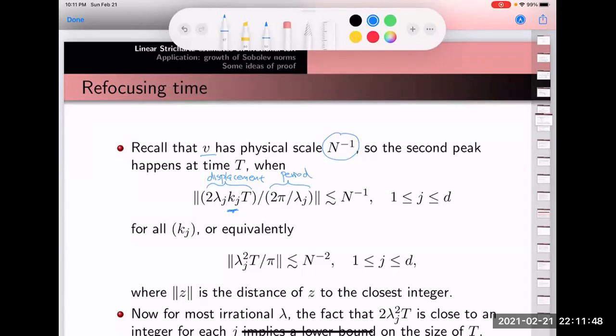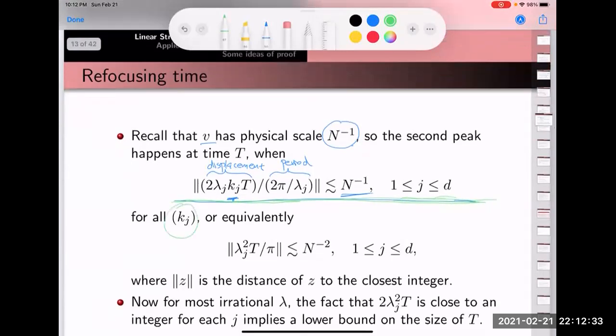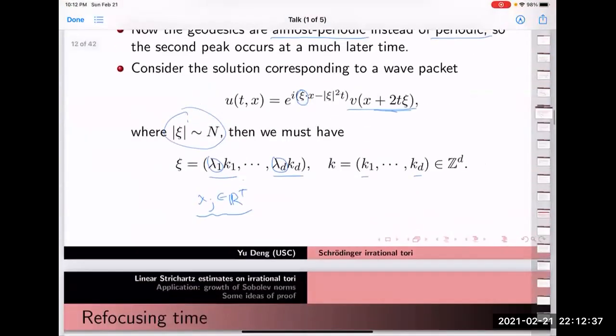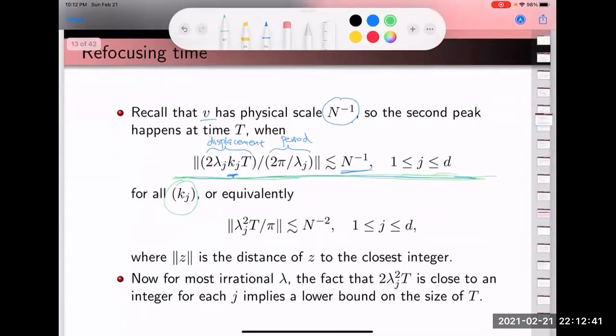So this displacement divided by the period has to be close to an integer up to a distance which is n minus 1, which corresponds to the characteristic scale of this wave packet. In particular, in order for all the different wave packets starting from one point to go back to exactly the same point at time t, we must have that the fractional part of the quantity 2 lambda j kj t divided by 2 pi divided by lambda j must be close to an integer, up to an error of 1 over n. And this has to be true for all the possible integer frequencies kj, because you want all the different wave packets starting from this point to reconcentrate at this point itself.